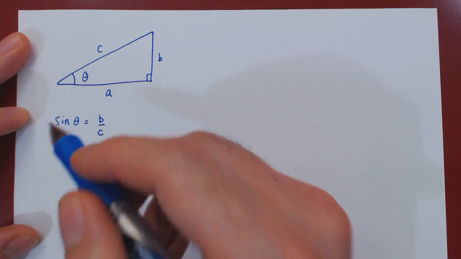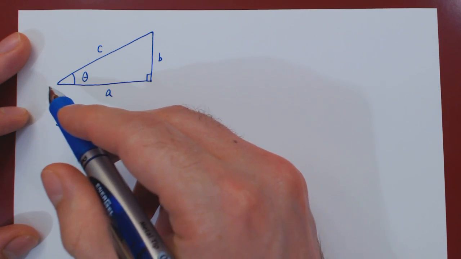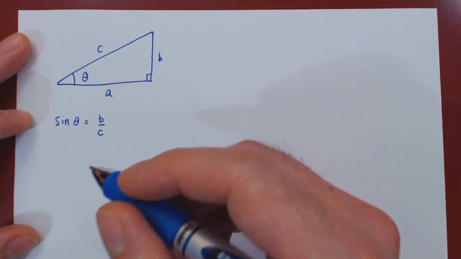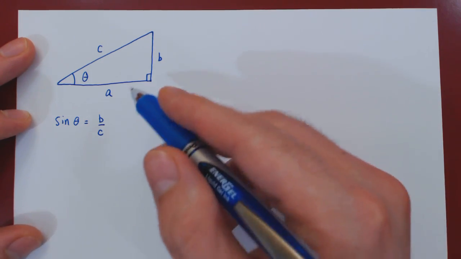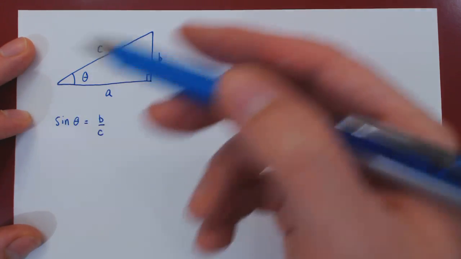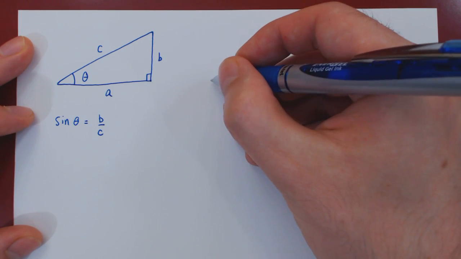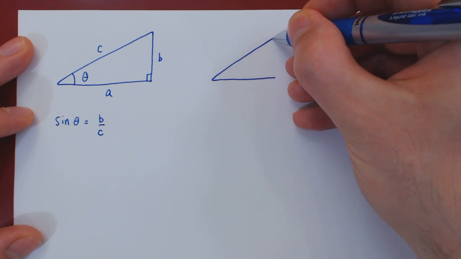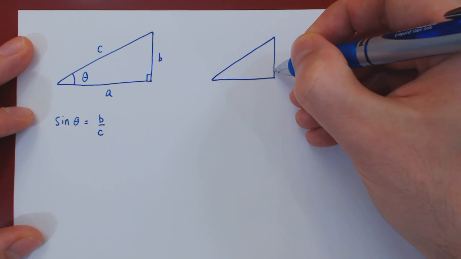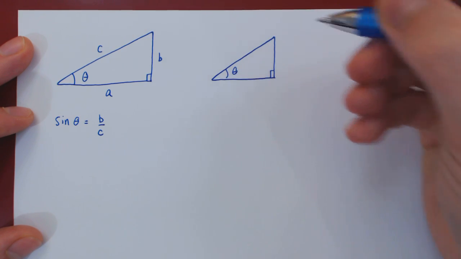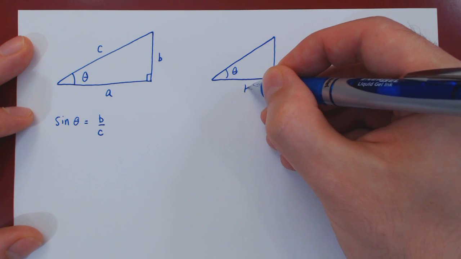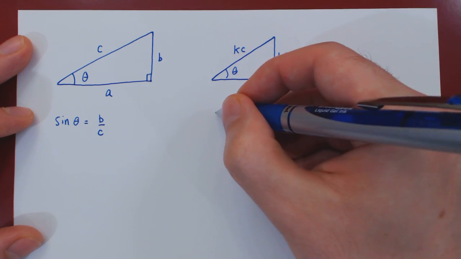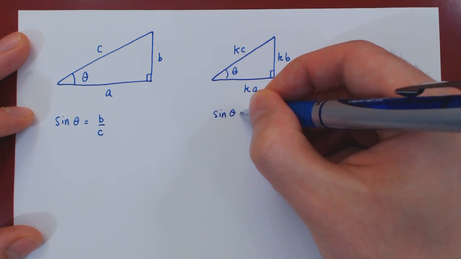Now, the sine function has a key property, and that is that it remains the same for any similar triangle. Now, triangles are similar if one is a multiple of the other. So suppose we multiply all of the edges of this triangle by k, where k is some positive number. Assume, for argument's sake, k is smaller than 1, so we get a slightly smaller similar triangle. So now the edges are ka, kb, and kc.